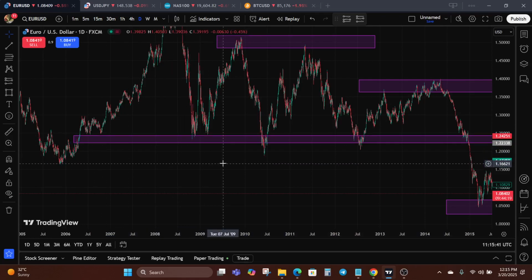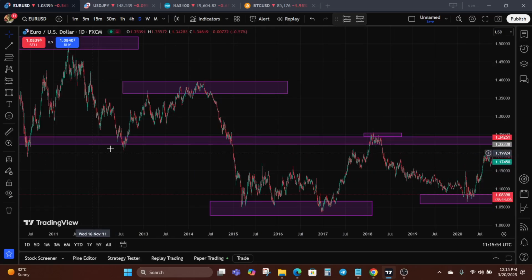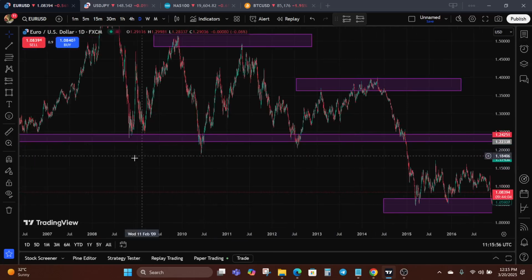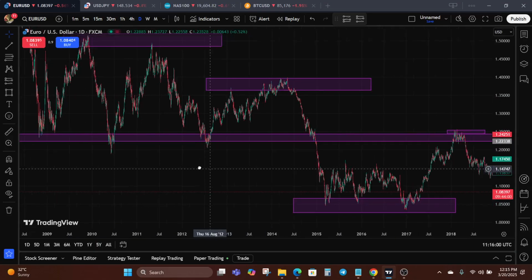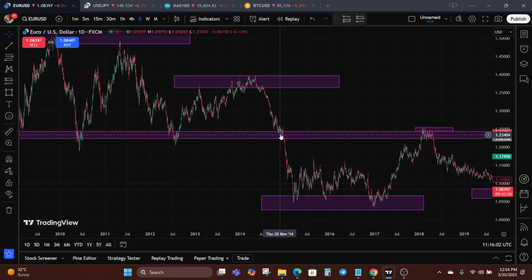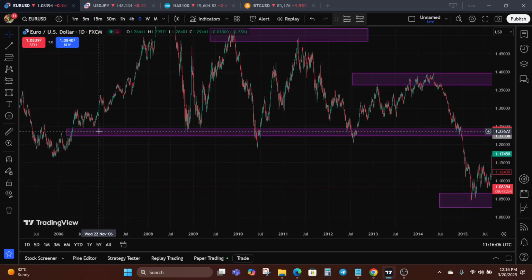Remember, when a support is broken, it turns into a resistance. When a resistance is broken, it turns to a support. So during the periods of 2007, 2008, 2009, you can see that this level was a support level. It was eventually broken in 2014. This was a false breakout. But before it was broken, you can see that it was tested over 4 times.